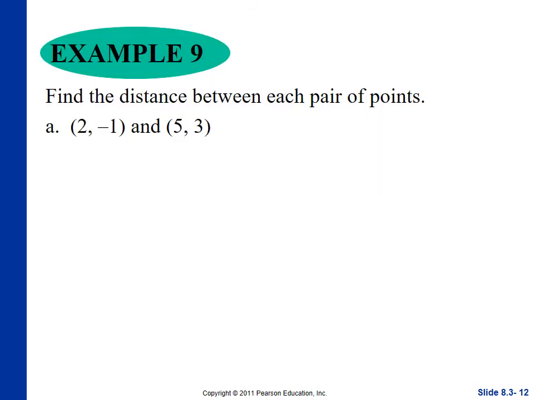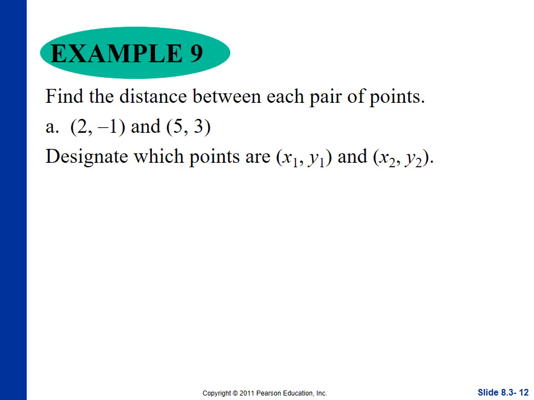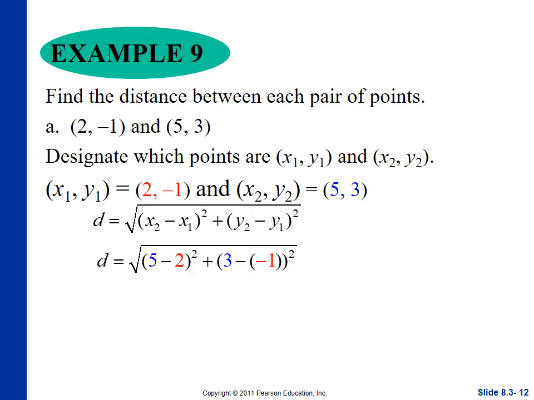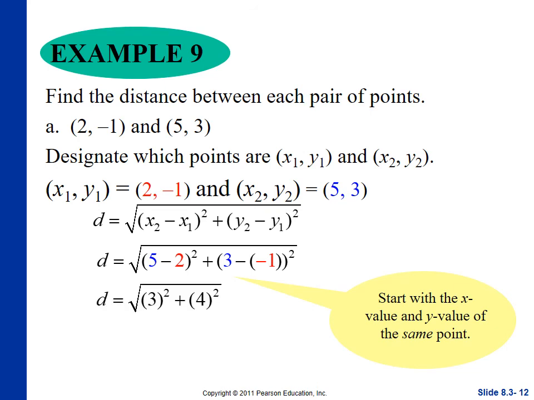So find the distance between each of these two pairs of points. 2, -1, and 5, 3. Well, we're going to designate whichever one, and it doesn't really matter. Okay, I'm going to show you something. I'll come back to this when we're done. So if I decide that 2 is x sub 1 and 5 is x sub 2, you plug them in. 5 minus 2 squared plus 3 minus -1 squared. You end up with 3 squared plus 4 squared. 9 plus 16, square root of 25.